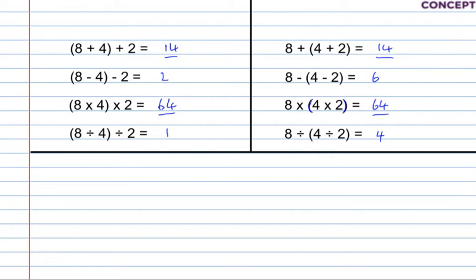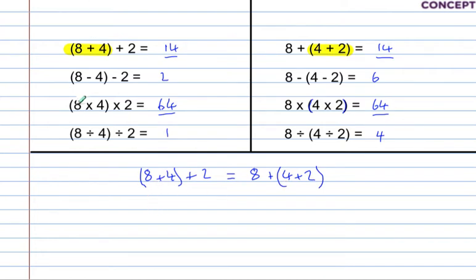Well, what you should notice is this. With addition, here we did 8 plus 4 first. Now 8 plus 4 is 12, and then we added 2 and we got 14. Whereas over here we did the 4 plus 2 first, which is 6, added 8 to the 6, and we still got 14. So what that's telling us is the position of the brackets, when it comes to adding, does not matter. In other words, (8 + 4) + 2 is equal to 8 + (4 + 2). The answer is the same.